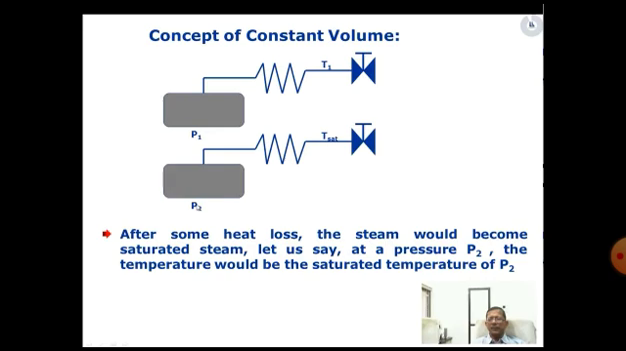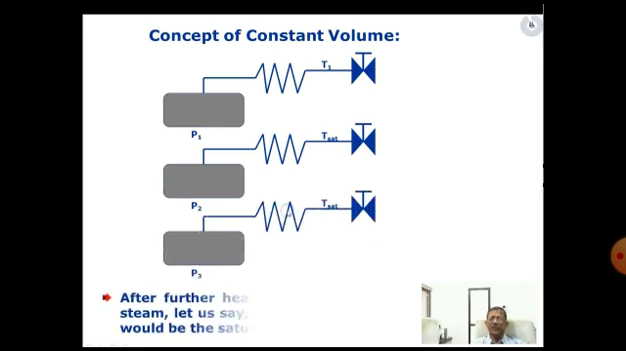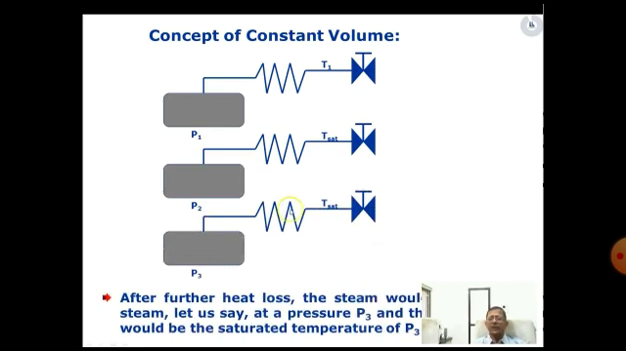If I allow further heat loss, now the steam will become wet, but there will be again a reduction in pressure. As the steam becomes wetter and wetter, the pressure is going to get reduced further. So further loss of heat will get me a condition of wet steam. Let us assume a pressure of P3, and the temperature of the wet steam will be the saturation temperature corresponding to the pressure P3, right?